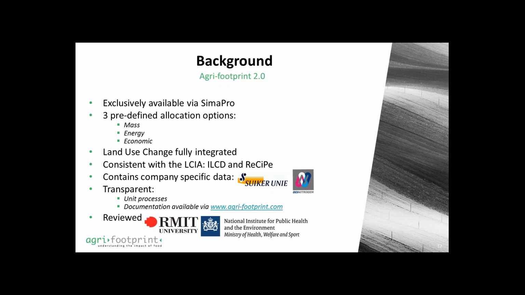There are three predefined allocation options in Agri-footprint. That's mass allocation, energy allocation, and economic allocation. You can select for each process which allocation you would like to use. The output of the updated land use change tool is fully integrated into this new version of Agri-footprint.